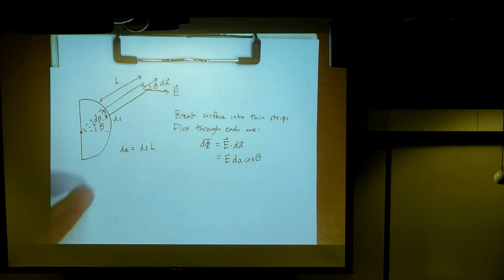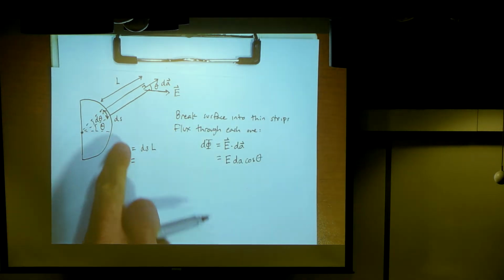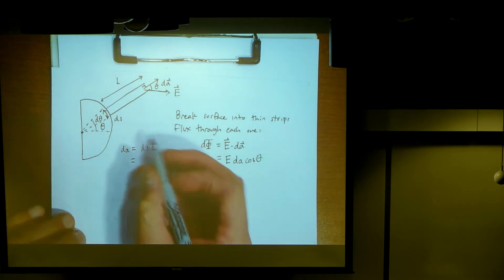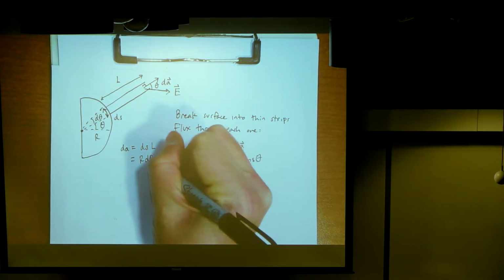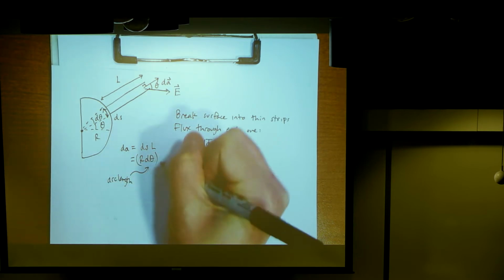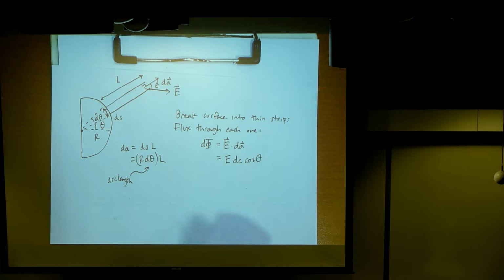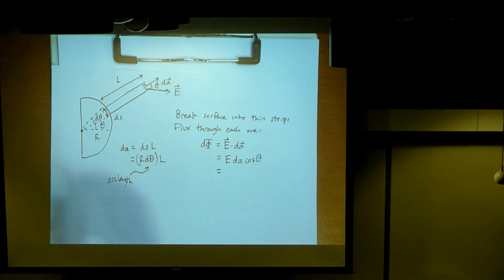But then what can I say about ds? This is what we call an arc length, isn't it? Do you guys remember the formula for an arc length? This is going to come in handy. It's going to be r times d theta, because d theta is the span of this little strip, okay? So we're going to write this as r times d theta, because that's an arc length, and then times L. And that's what I'm going to put in over here for dA. That's the area of the strip.